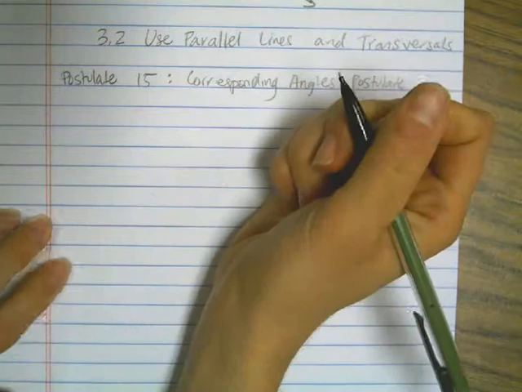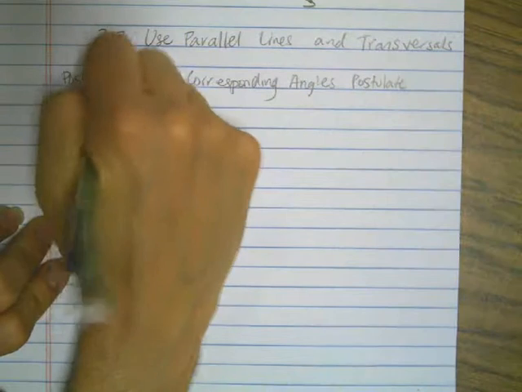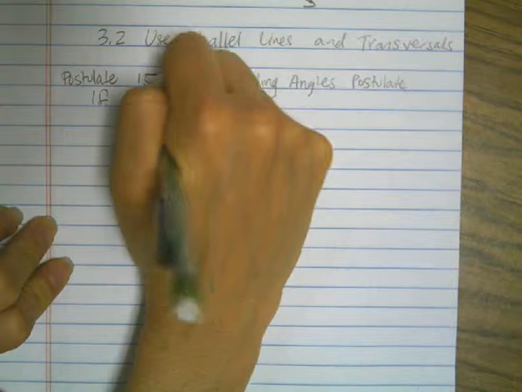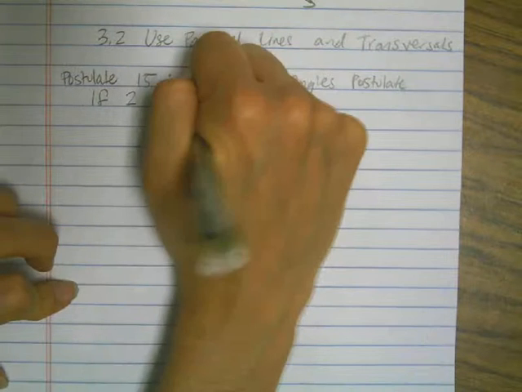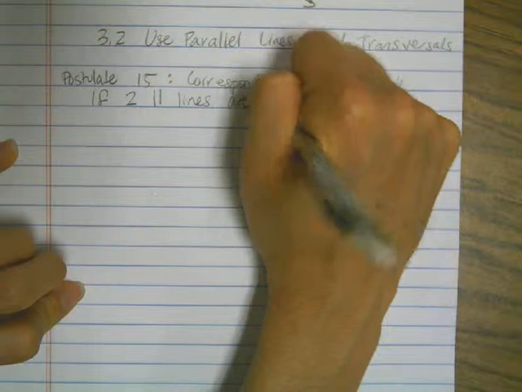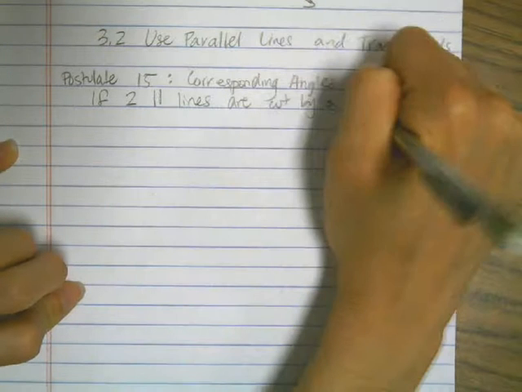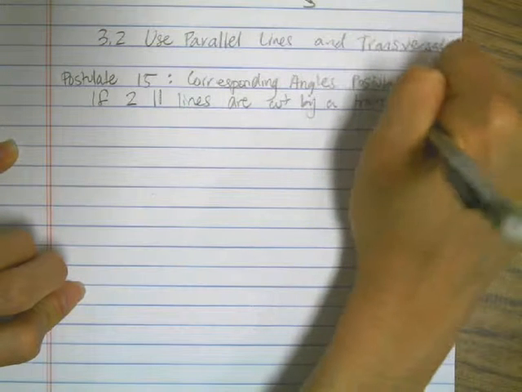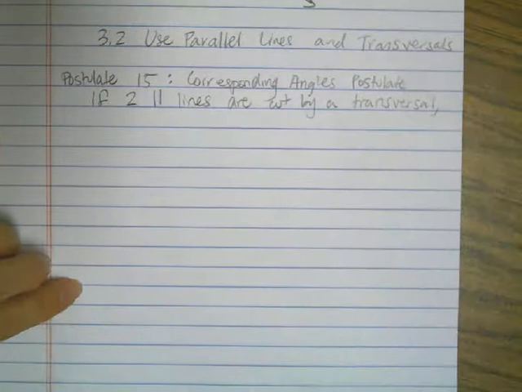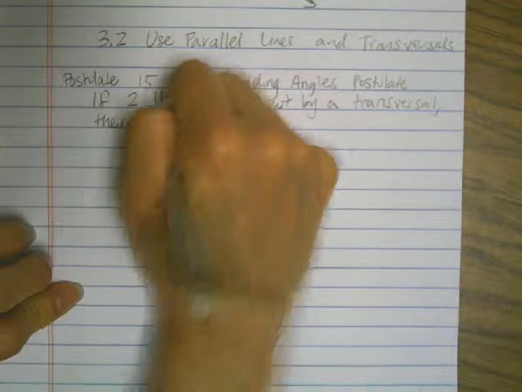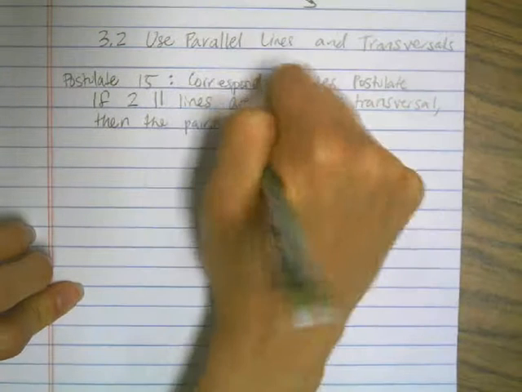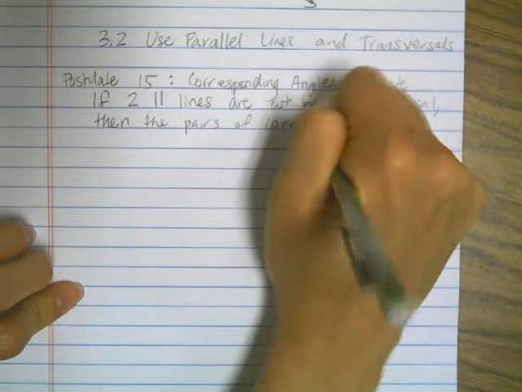And it says, if two, I'm going to use that symbol for parallel, okay, because that's the symbol for parallel. It's two lines that are next to each other. So if two parallel lines are cut by a transversal, then the pairs of corresponding angles are congruent.